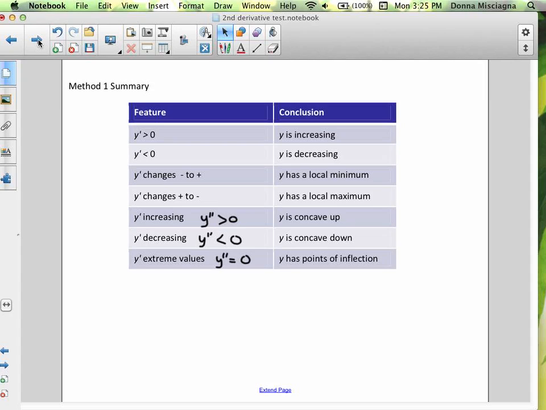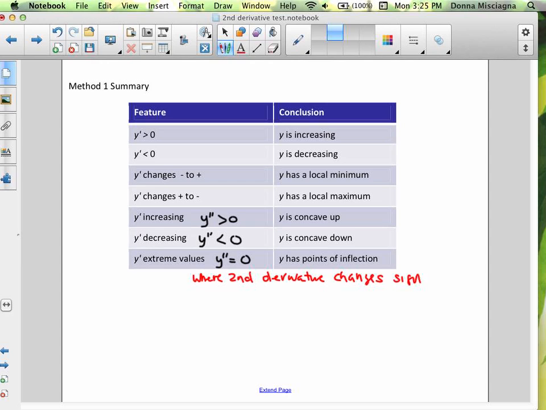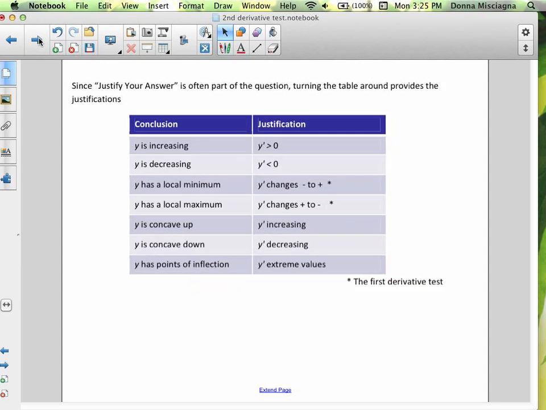If y prime is increasing and y double prime is greater than 0, y is concave up. If y prime is decreasing, y double prime is less than 0, y is concave down. Those extreme values for y prime end up being critical values for y double prime, and those are going to be our inflection points. And it's going to be where y double prime, the second derivative, changes signs. And so, since justify your answer is often part of the question, turning the table around provides for your justification.